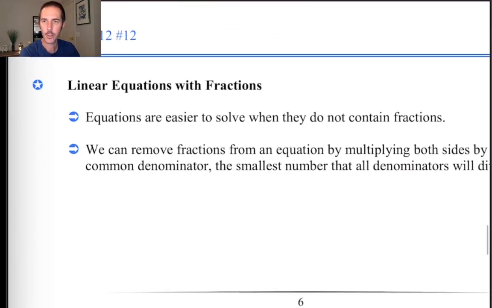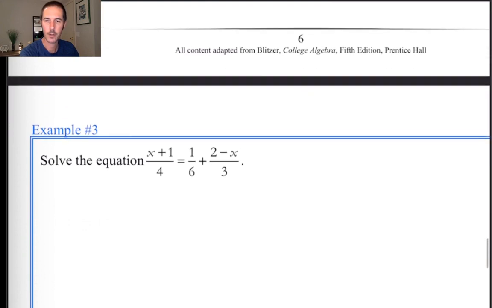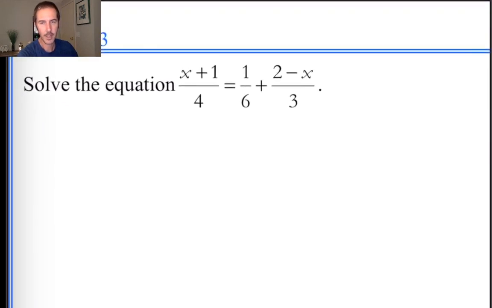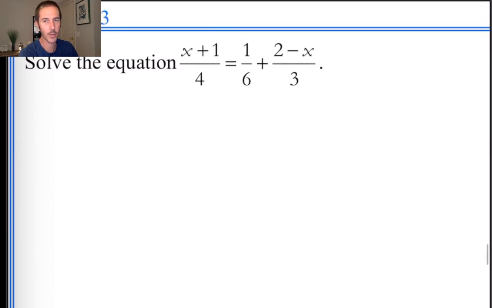And then we have the pleasure of looking at linear equations that involve fractions. And let's go right down and look at this one. If we were meeting in person, I would ask you this question, but I'm going to ask you anyway. What do you like least about this equation?